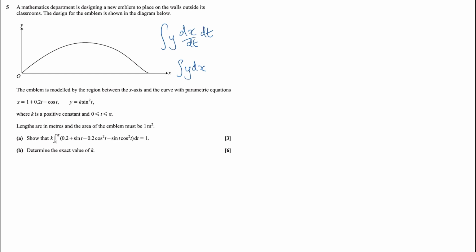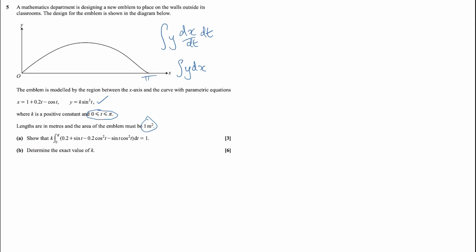So, what do we know? We know y, we don't know dx by dt, but we know x. It's quite a nice question, about an emblem for a maths department, but we're told that this curve is between 0 and pi. In other words, this here is pi, and we want the area to be 1 meter squared. So the first part is a show that question, so let's get that done.